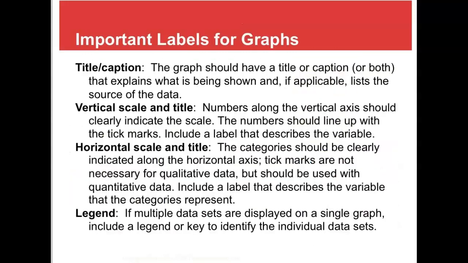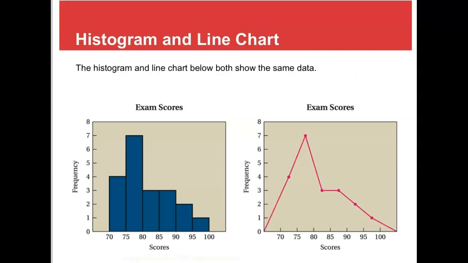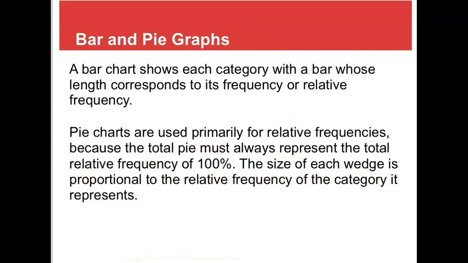All right, we're going to talk about bar graphs and pie charts and then histograms. I just wanted to make sure where we were at. A bar chart shows each category with a bar above whose length corresponds to its frequency or its relative frequency. A bar chart is only for qualitative data.